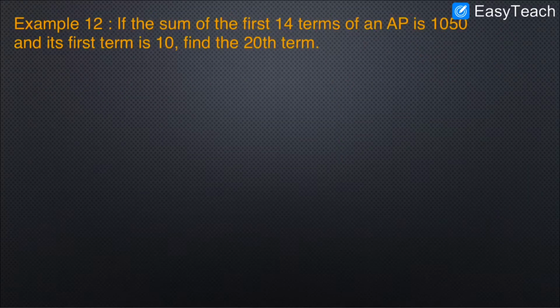What if the sum is given and we are asked to find the 20th term? Let me try this example: if the sum of the first 14 terms of an AP is 1050 and its first term is 10, find the 20th term. What are the values given? Let me write the formula first, which is S equals n by 2 into (2a plus (n minus 1) into d). This is our required formula.